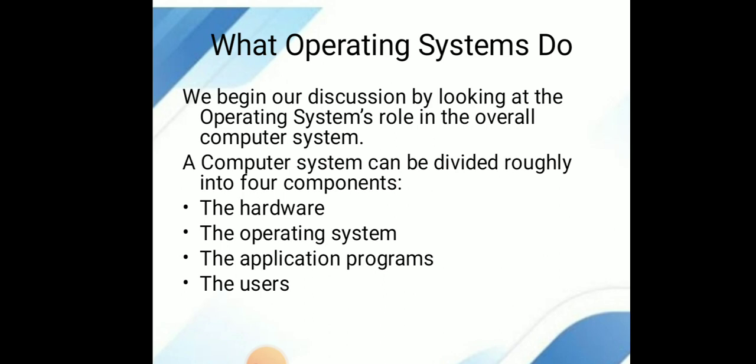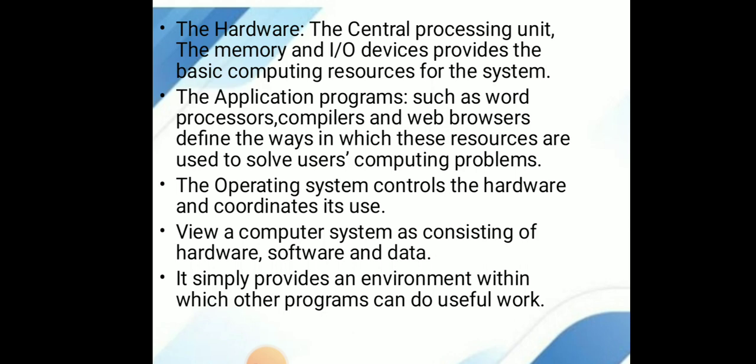What do operating systems do? We begin our discussion by looking at the operating system's role in the overall computer system. A computer system can be divided roughly into four components: the hardware, the operating system, the application programs, and the users. The hardware: the central processing unit, the memory, and I/O devices provide the basic computing resources for the system. The application programs, such as word processors, compilers, and web browsers, define the ways in which these resources are used to solve users' computing problems.